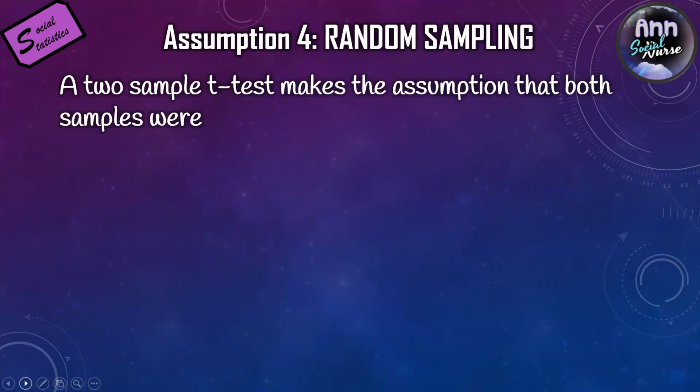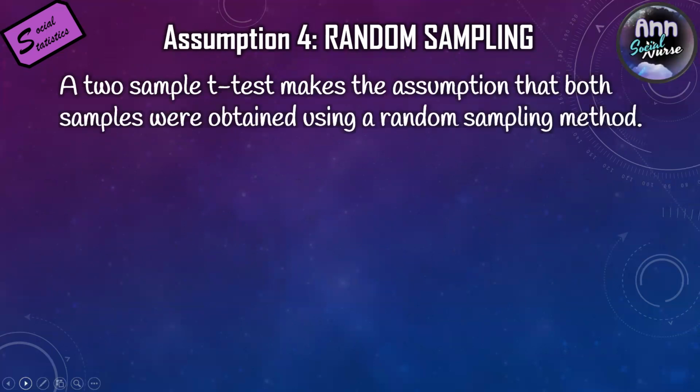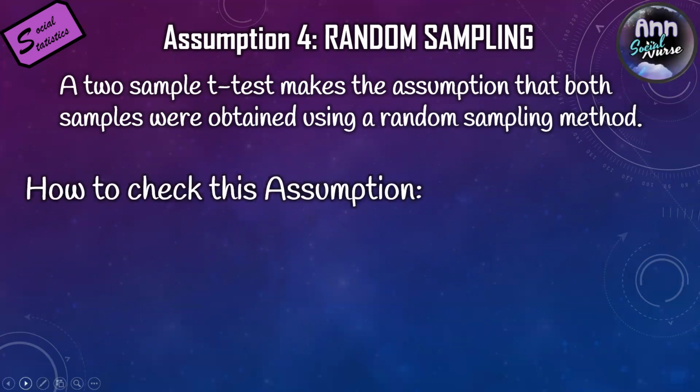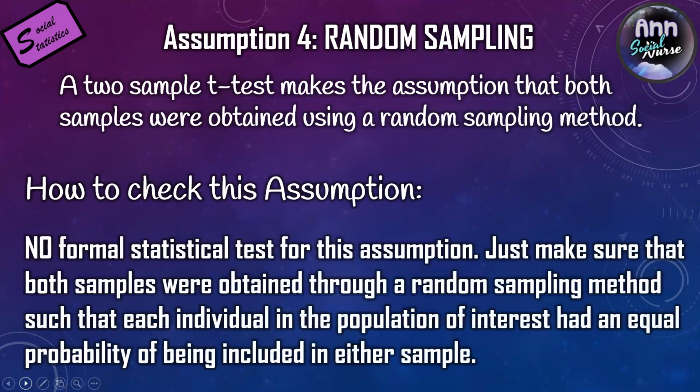Now, the fourth assumption is on random sampling, because the two-sample t-test makes the assumption that both samples were obtained using a random sampling method. To check if this assumption is met, there's no formal statistical test for it. Just make sure that both samples were obtained through a random sampling method, which you as a researcher know, such that each individual in the population of interest had an equal probability of being included in either sample.